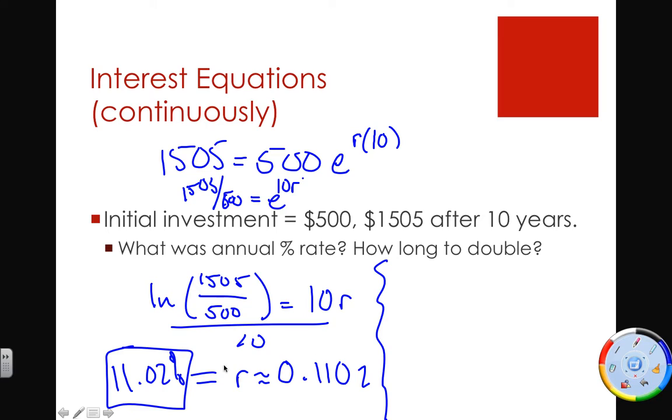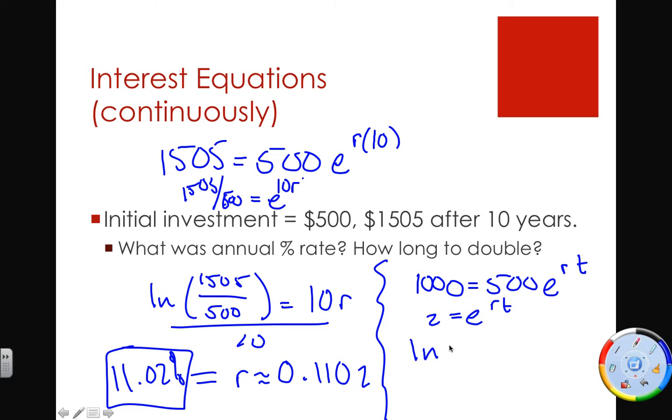And now that you know r, you could actually figure out how long it would take to double. Notice you couldn't answer this question first, right? So you needed to figure out your rate first. So here I go. It's going to double, so that means I get out 1,000. I plug in $500 e to the rt. I'm not going to plug in 0.1102 because I want to use that exact value by using my ANS button as before. So I'm going to divide by 500. I'm going to get 2 equals e to the rt.